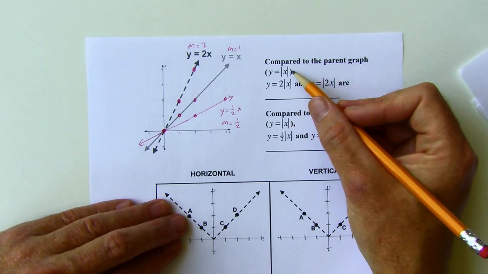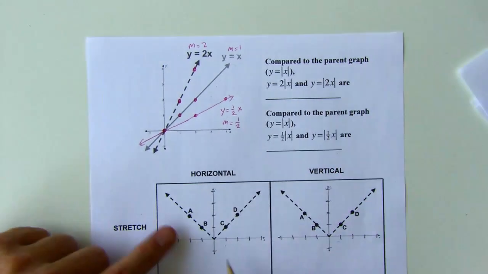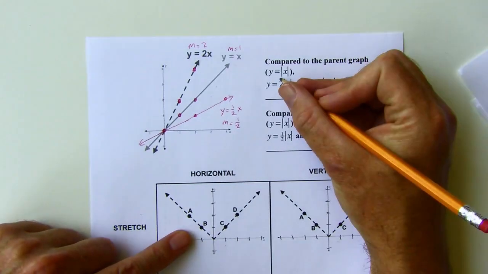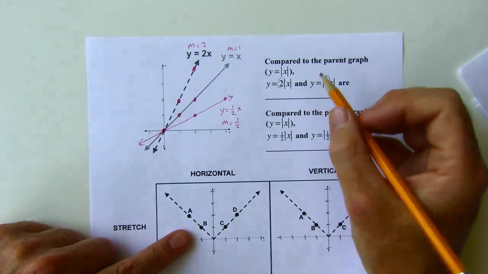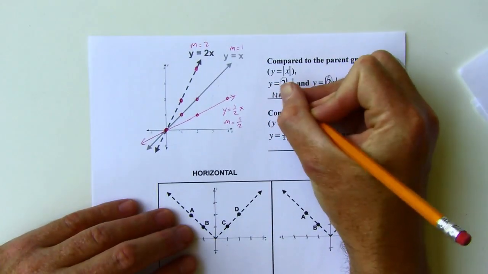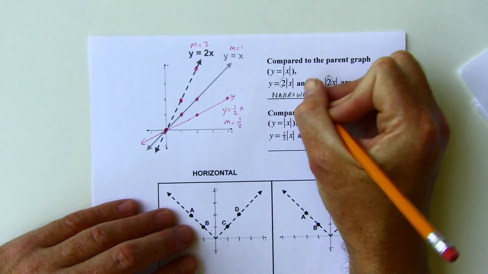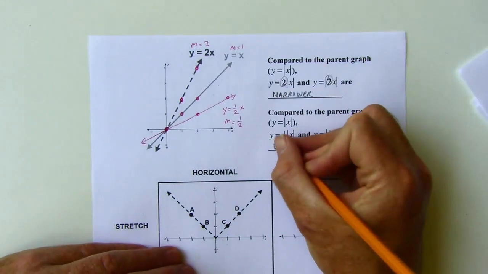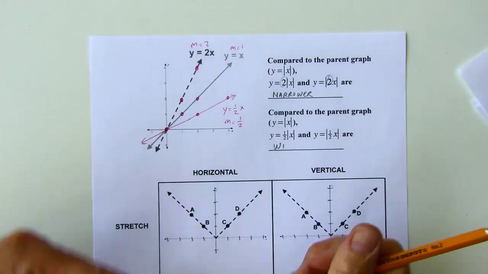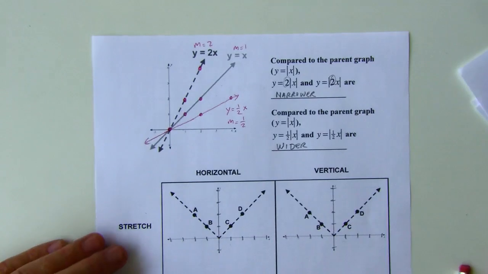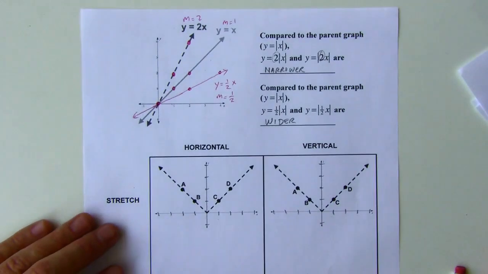If you're thinking about the parent graph, which is graphed on down below here, when you've got an a value that's more than 1, your v is going to be narrower. Okay? And then when you've got an a value that's less than 1, like 1/2, your v is going to become wider, whether it's a stretch or compression, either way. Okay? So that's going to be useful when we're graphing these.